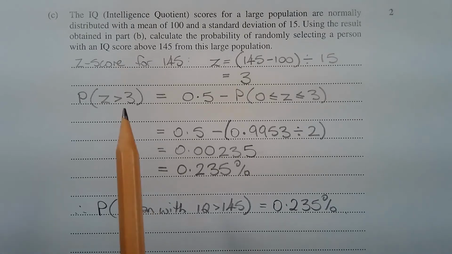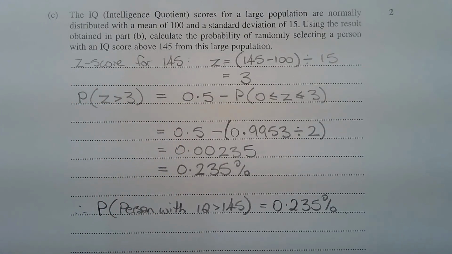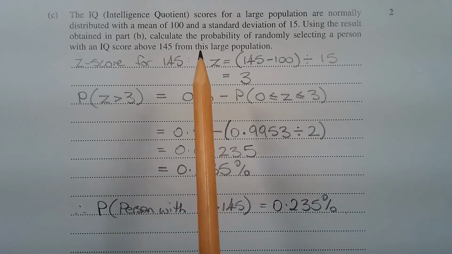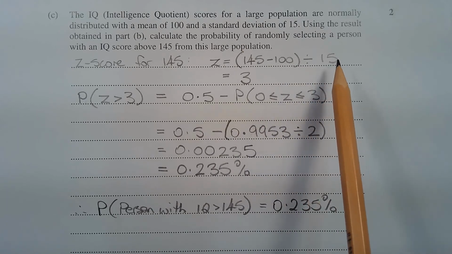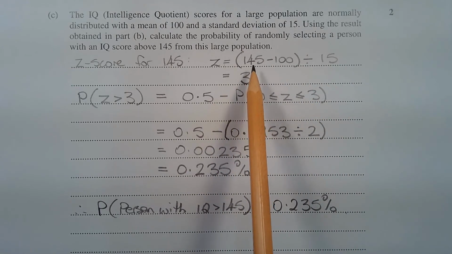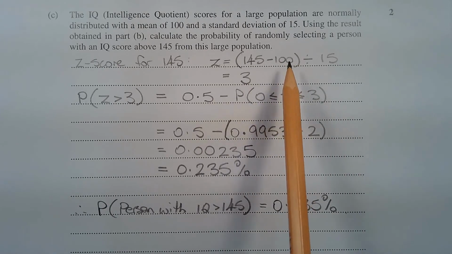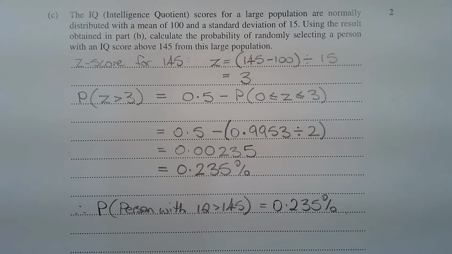The first step is to calculate the z-score that corresponds to an IQ of 145. Applying the z-score formula, z is equal to (145 − 100) divided by 15, which equals 3. The 145 represents the IQ of interest. The 100 represents the mean of the population, and the 15 represents the standard deviation of the population.